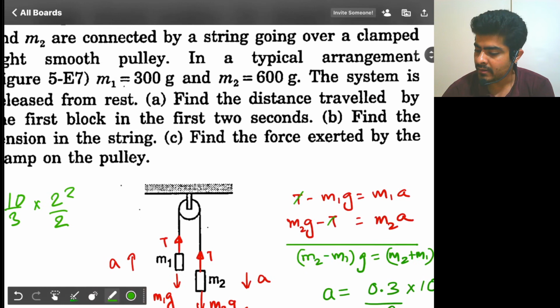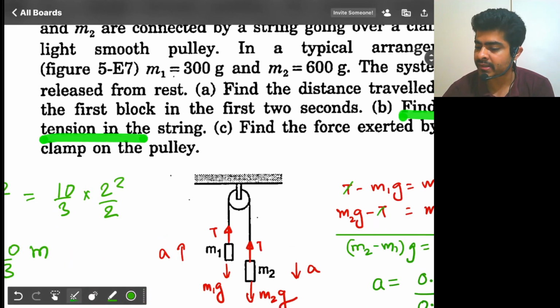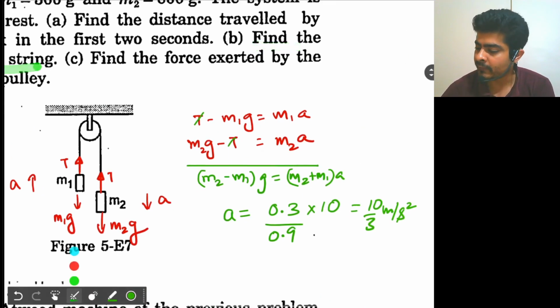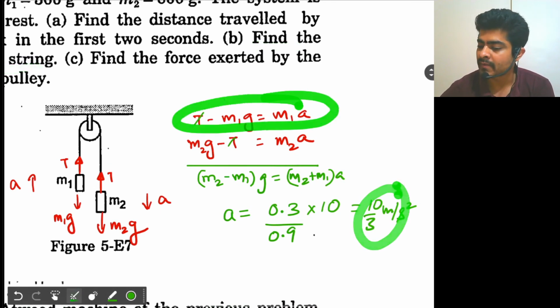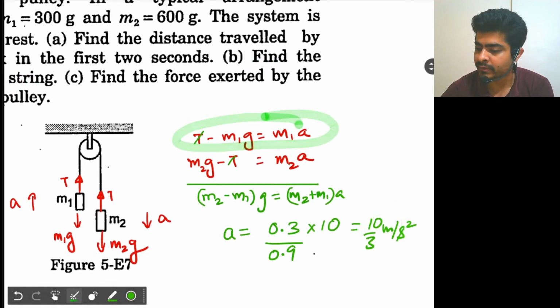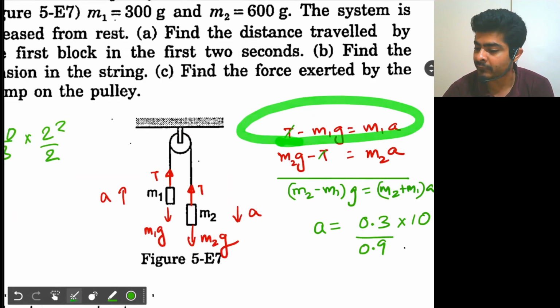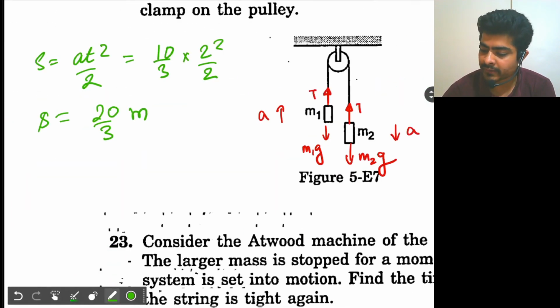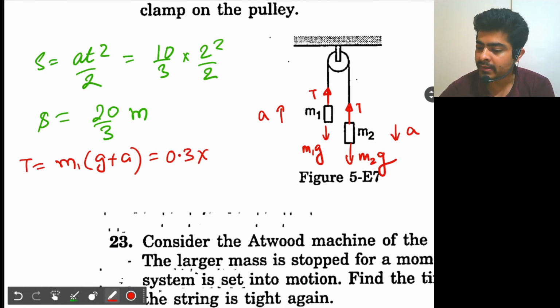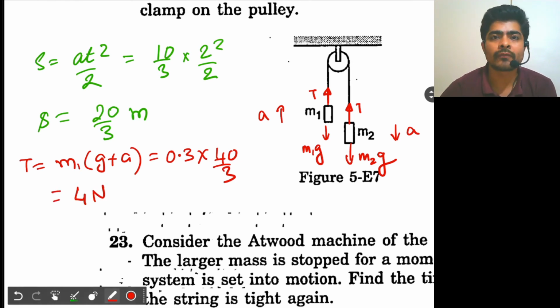Now they're asking, find the tension in the string. So that's very easy. We found the acceleration A, put it in this equation. So T will be, according to this equation, M1G plus M1A. So I can write down over here, T will be equal to M1 times G plus A. M1 is 0.3 and G is 10. A is 10 by 3. So that will be 40 by 3. So this will be equal to 4 Newton. Okay, the tension in the string is 4 Newton.